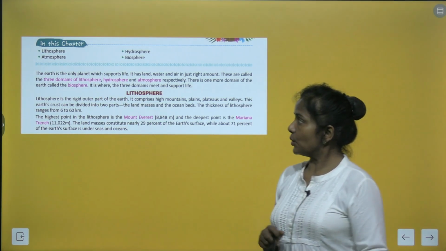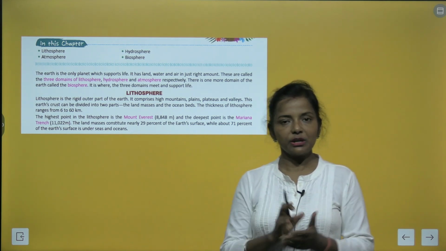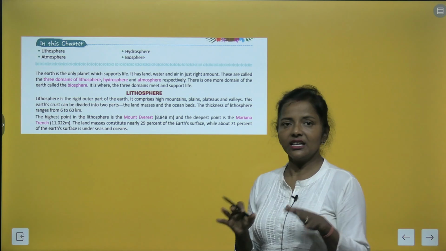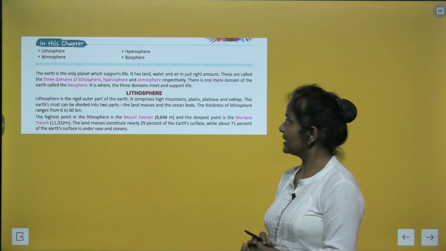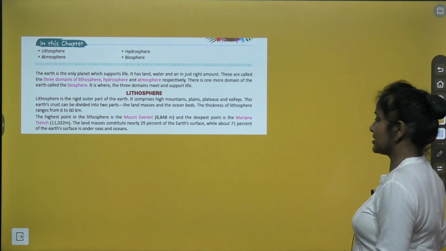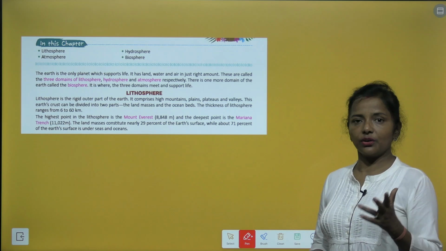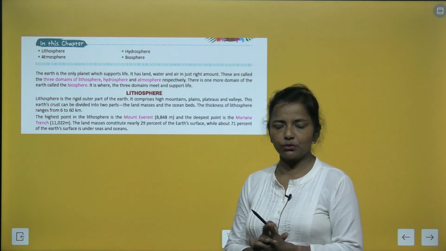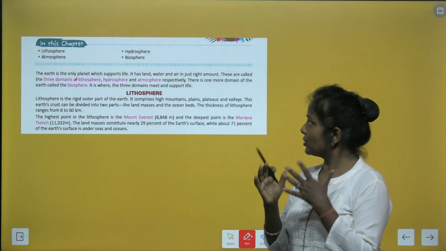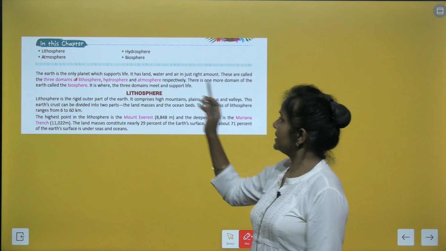The earth is the only planet which supports life. हम सभी को पता है, आपने पढ़ा भी है पहले, कि अर्थ ही एक ऐसा प्लैनेट है जहाँ पे लाइफ एग्जिस्ट करती है. It has land, water and air in just right amount. और यहाँ पे लाइफ क्यों है? क्योंकि यहाँ पे लैंड, वाटर और एयर जो है वो बिल्कुल राइट अमाउंट में अवेलेबल है. These are called the three domains. अब इनको तीन डोमेन कहा जाता है: लिथोस्फीयर, हाइड्रोस्फीयर एंड एटमॉस्फेयर.